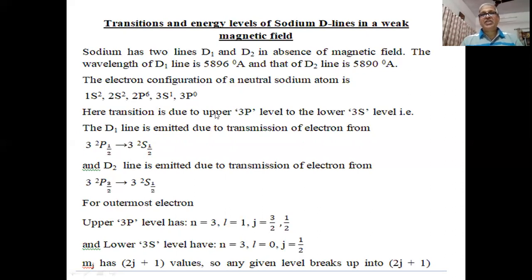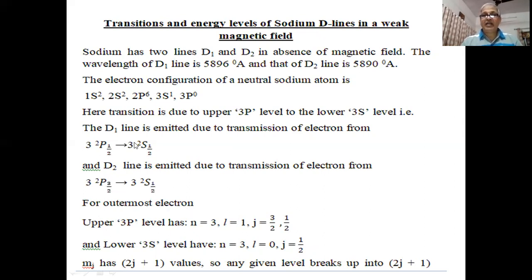Here the transition is from the upper 3p level to the lower 3s level. The D1 line is emitted due to the transition of the electron from 3 2P 1/2 to 3 2S 1/2 level, and the D2 line is emitted due to the transition of the electron from 3 2P 3/2 to 3 2S 1/2 for the outermost electron.